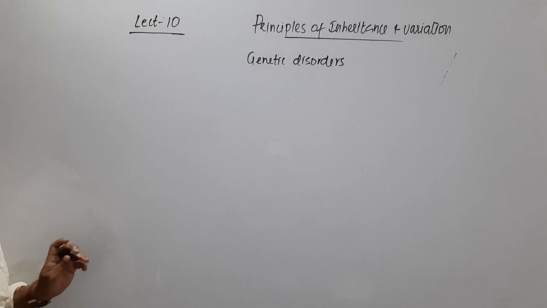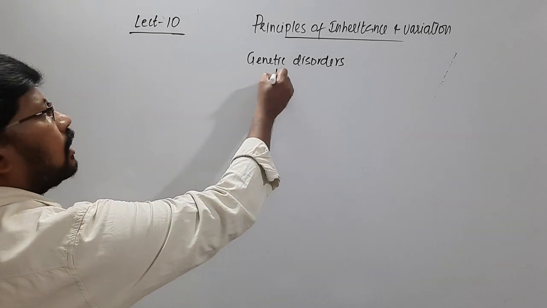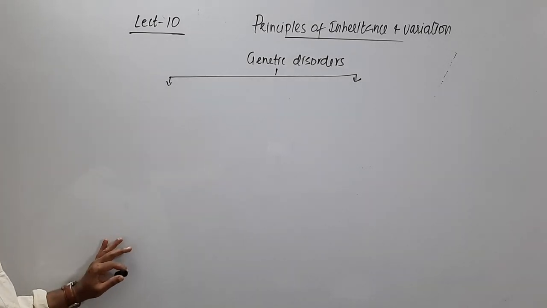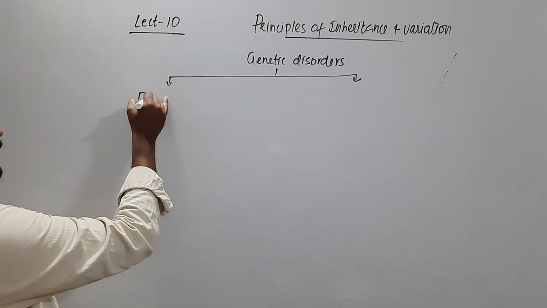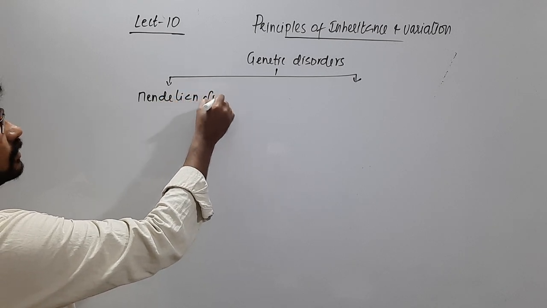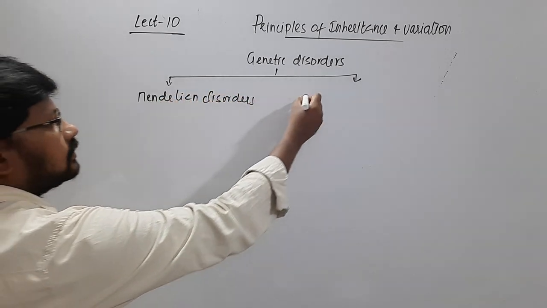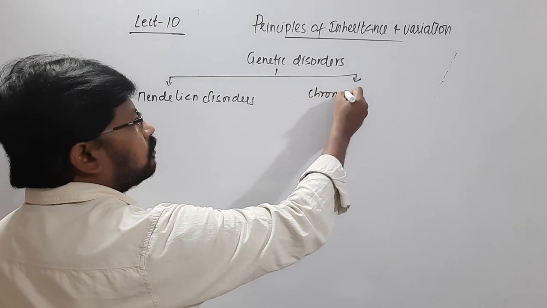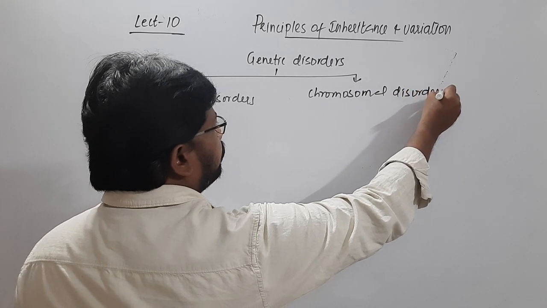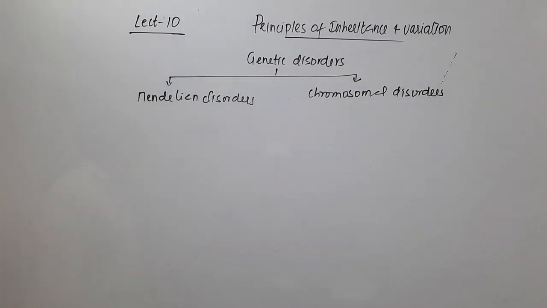Right, so these genetic disorders are of two types: Mendelian disorders and chromosomal disorders. So the genetic disorders are of two types, Mendelian disorders and chromosomal disorders.